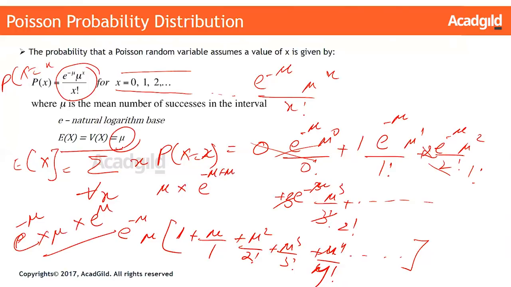Interestingly, variance of Poisson distribution is also mu. Poisson distribution and exponential distribution are distributions whose mean and variance are same. So that's an interesting thing to keep in mind. Now, what are the parameters for Poisson distribution? What do I need to know to tell everything about the Poisson distribution? Just the mu. It's a single parameter distribution. Just the mean is good enough to tell me about the distribution.